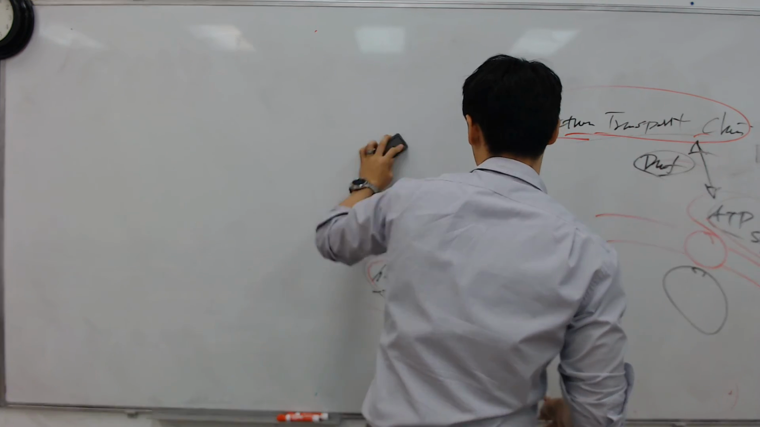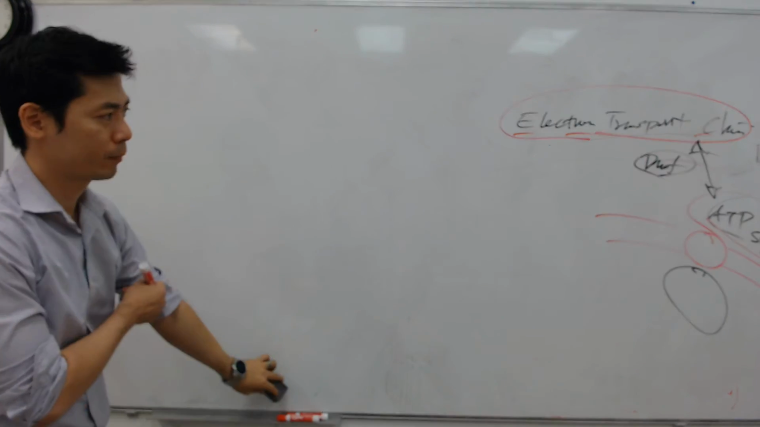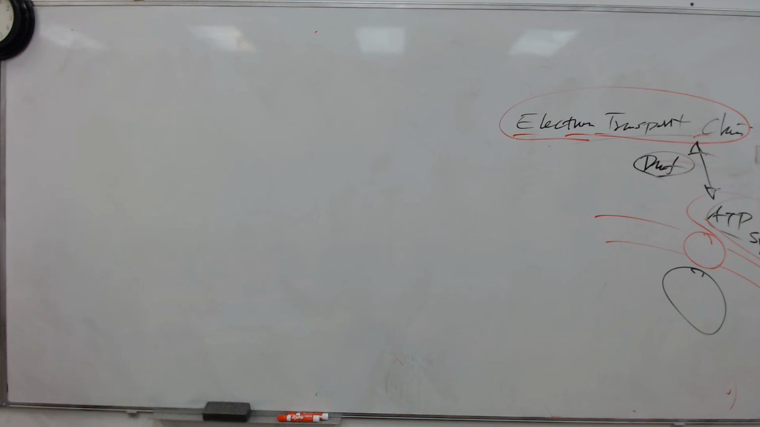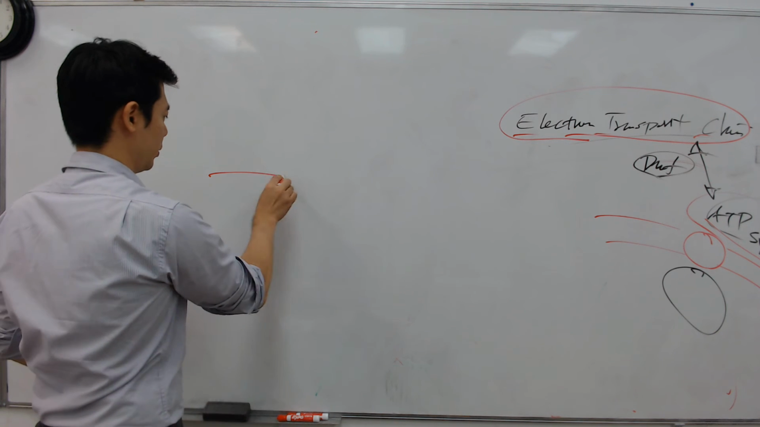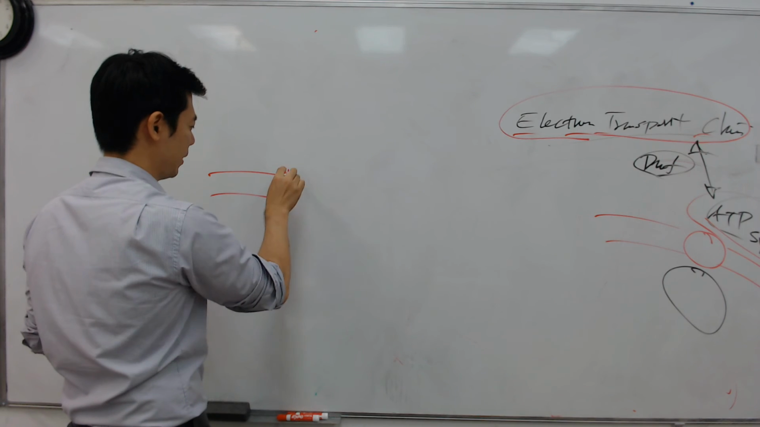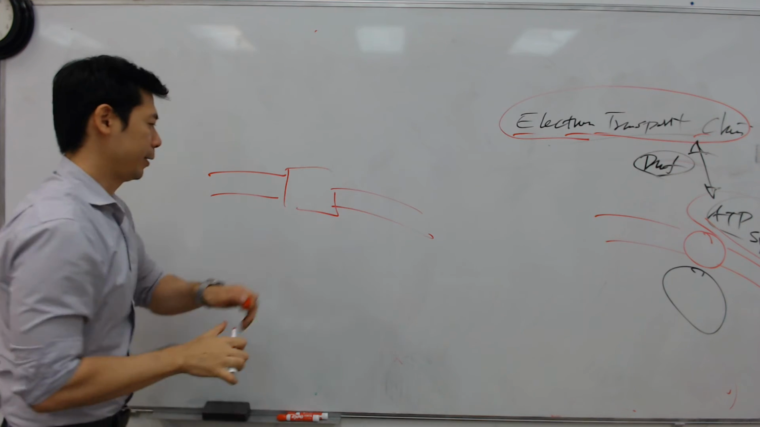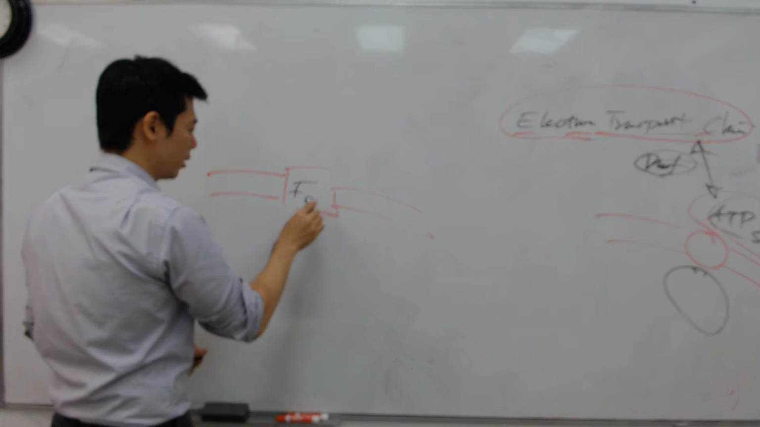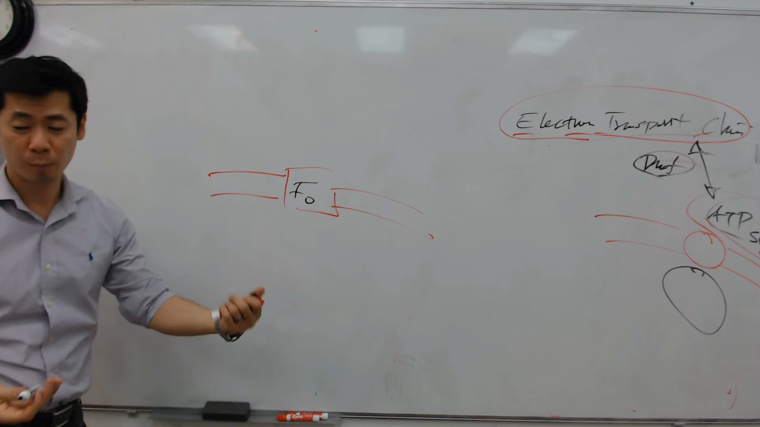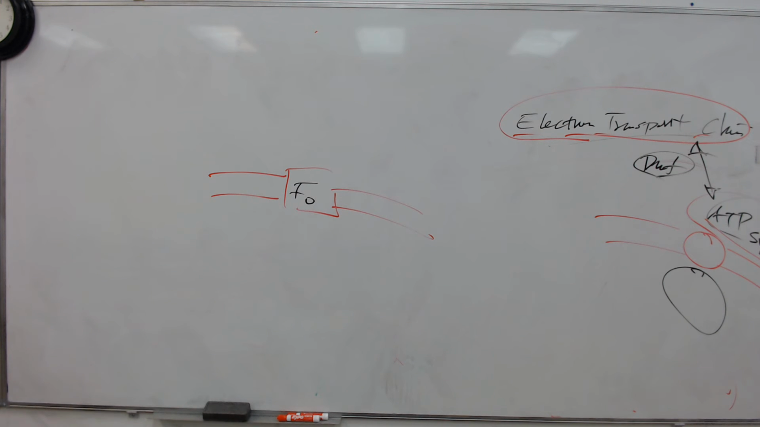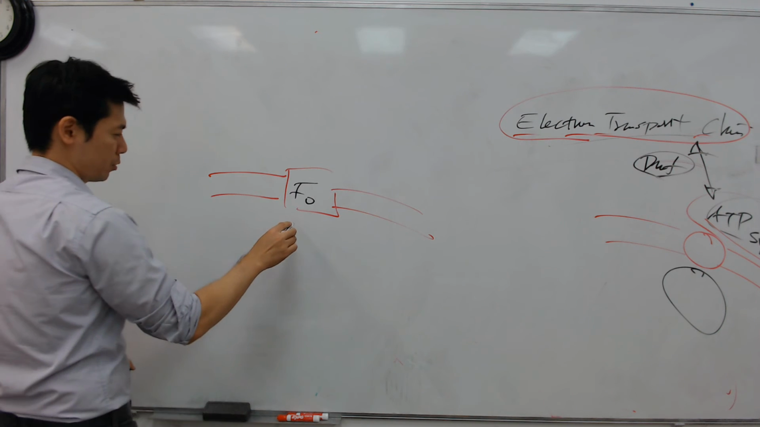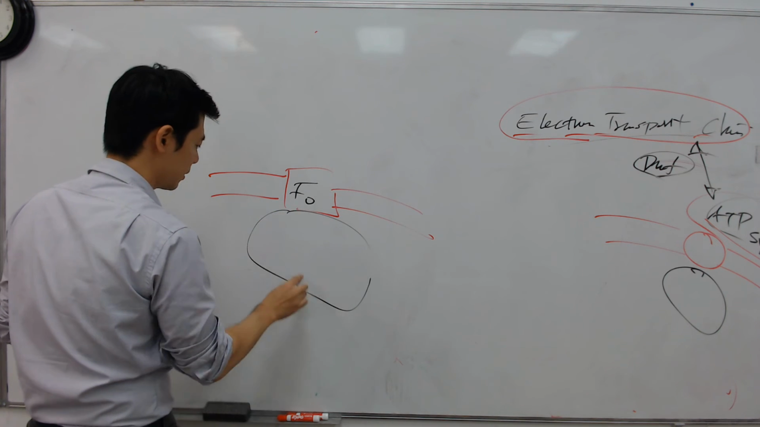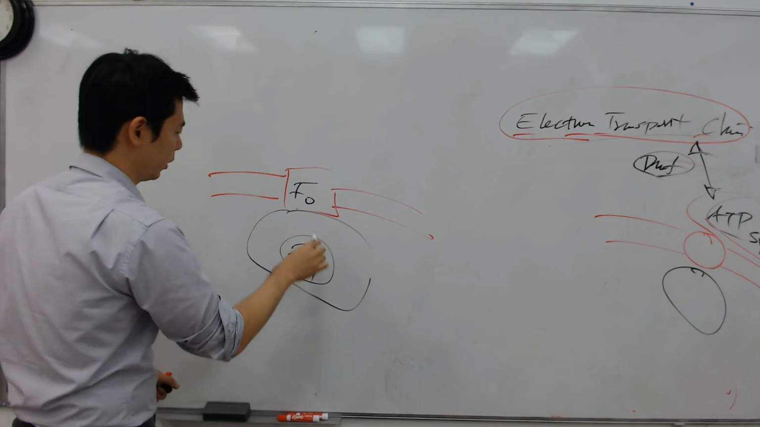So basically, you've got to know a few terms here. On the membrane, this portion represents what they call the F0 portion of the ATP synthase. And the bottom portion is F1. F1, F0, I think.